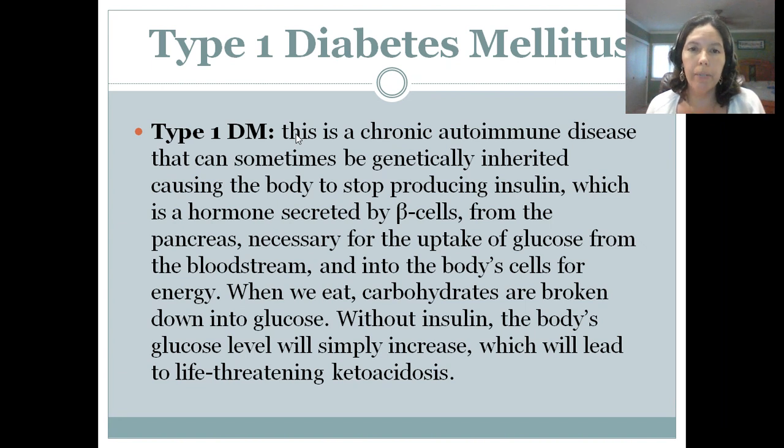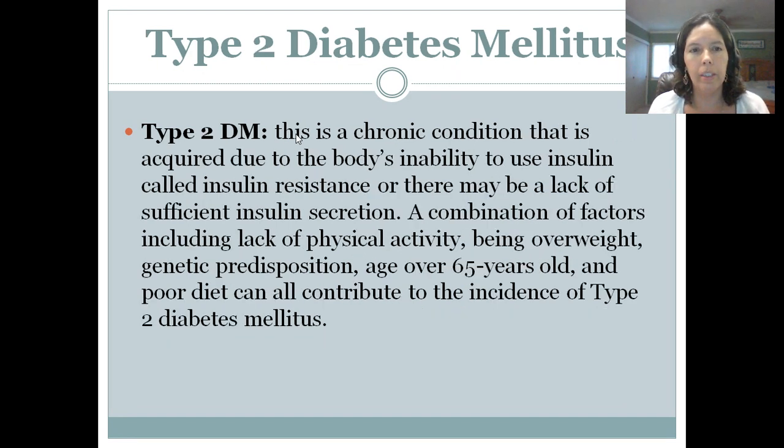So in type 1 diabetes, this is a chronic autoimmune disease that can sometimes be genetically inherited, causing the body to stop producing insulin, which is a hormone secreted by beta cells from the pancreas necessary for the uptake of glucose from the bloodstream and into the body cells for energy. When we eat, carbohydrates are broken down into glucose. So without insulin, the body's glucose level will simply increase, which will lead to life-threatening ketoacidosis.